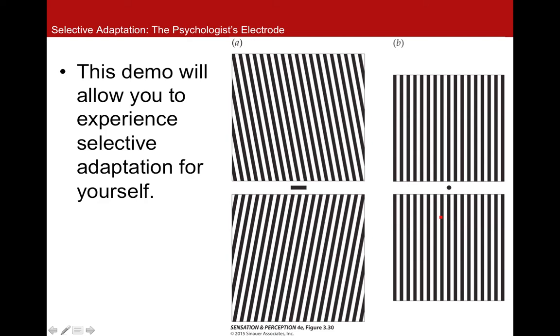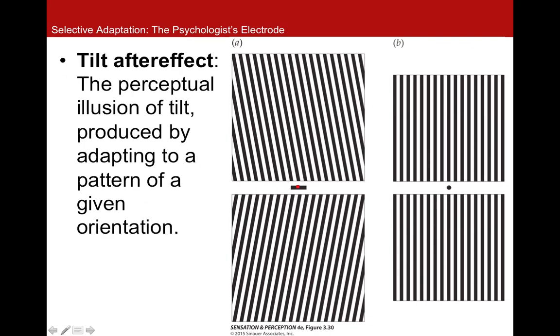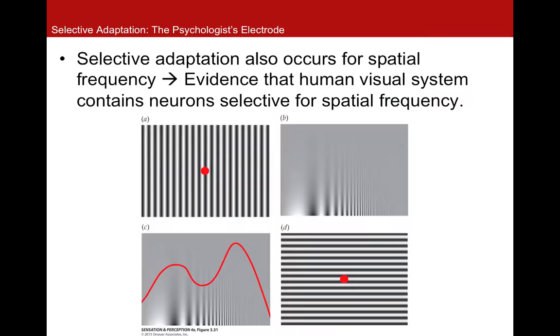The top grating should now appear to be tilted slightly to the right and the bottom one to the left. So what you've just experienced is called the tilt aftereffect, and it's due to adaptation. It's a perceptual illusion because your visual cortex has adapted to a pattern in a certain orientation. This supports the idea that our visual systems contain individual neurons that are selective for different orientations, and that they can adapt after repeated exposure to a certain stimulus.